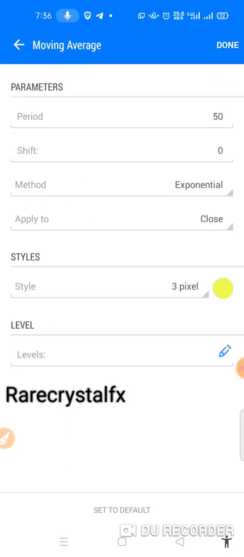Looking at this moving average, you can see I already installed mine, so I will just show you how you click on yours. You click on it, then the period has to be 50, the shift is 0, the method should be exponential, apply to close. Choose any color, and the pixel has to do with thickness. I use 3 pixels because I want it a little bit thick but not very thick. You can use 1, 2, 3 or 4 pixels. I chose 3 pixels, then I click on done.